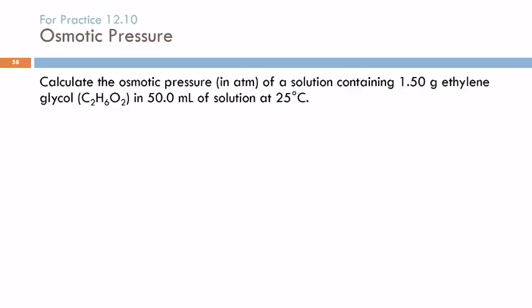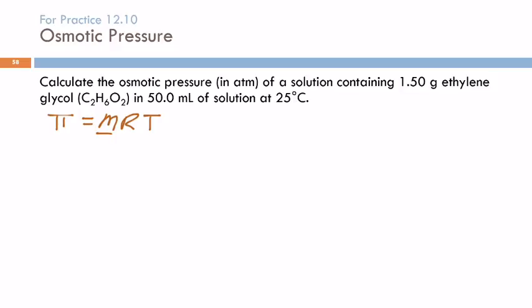So calculate the osmotic pressure in atmospheres of a solution containing 1.5 grams of ethylene glycol in 50 milliliters of solution at 25 degrees Celsius. So we see osmotic pressure, and we should think of that relationship. Capital Pi equals the molarity times the ideal gas constant times the temperature in Kelvin. Well, did they give us any of that? Not directly, no, because that would be too easy. That'd be no fun.